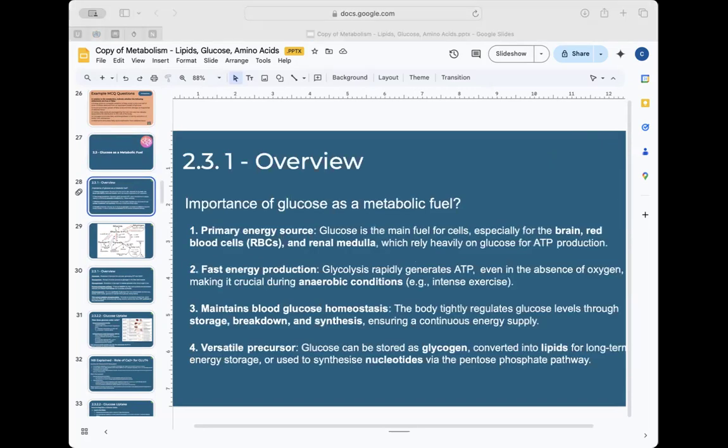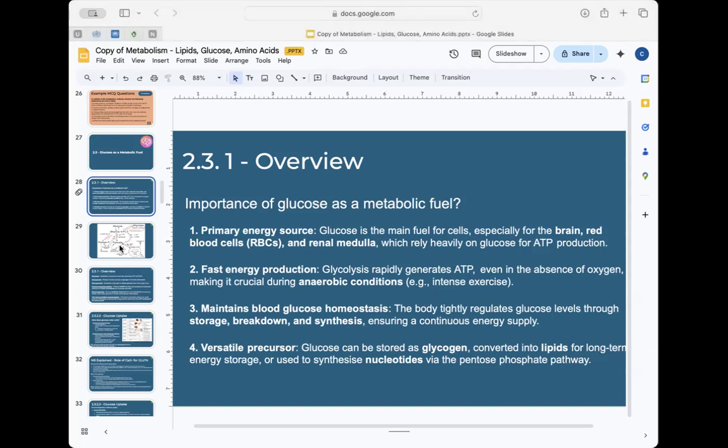So, importance of glucose. Why is glucose a big deal? It's the body's go-to fuel, isn't it? Especially for the brain, the red blood cells, and the renal medulla, which rely on it almost exclusively, as you could see in the fed versus fasted state table before. It's also super quick. Glycolysis can generate ATP even when oxygen's scarce. And beyond energy, glucose helps keep blood sugar levels in check and acts as a building block for other key molecules like glycogen, lipids, and nucleotides.